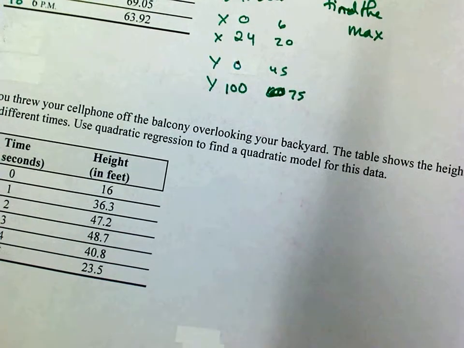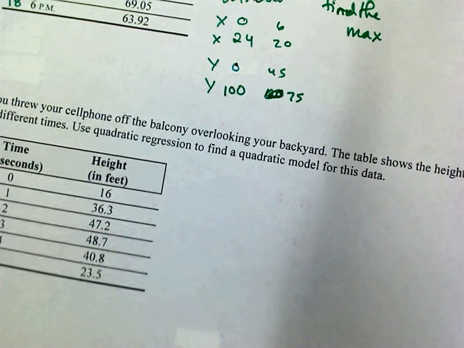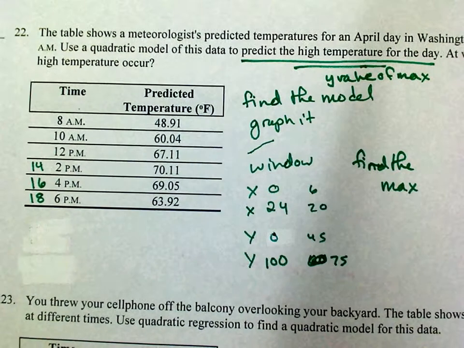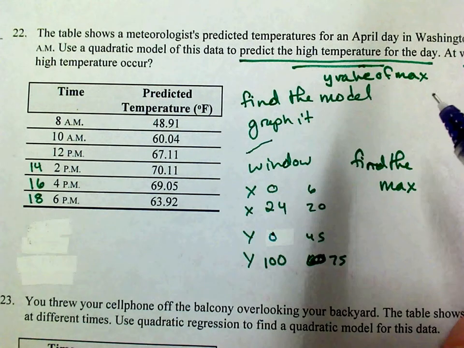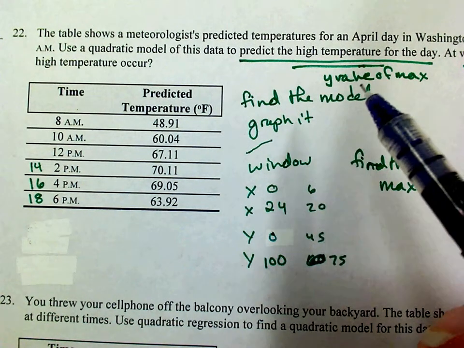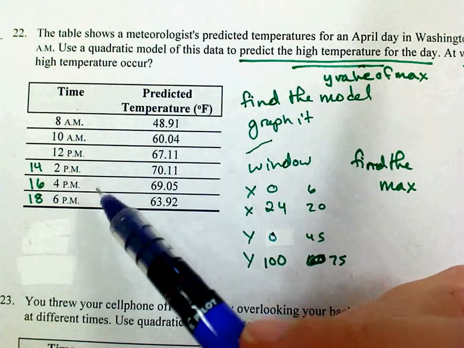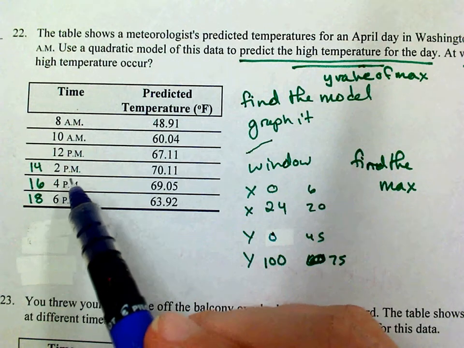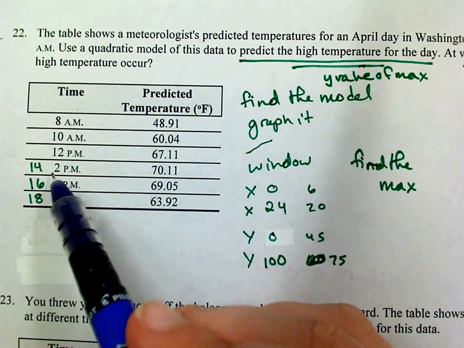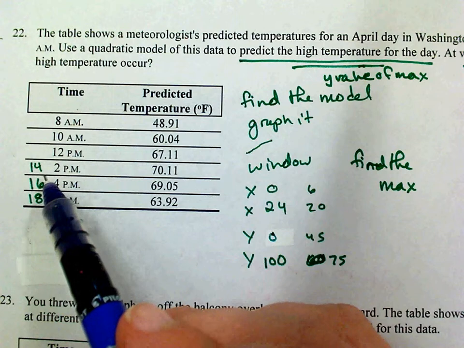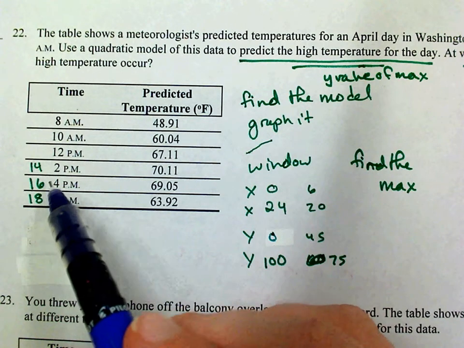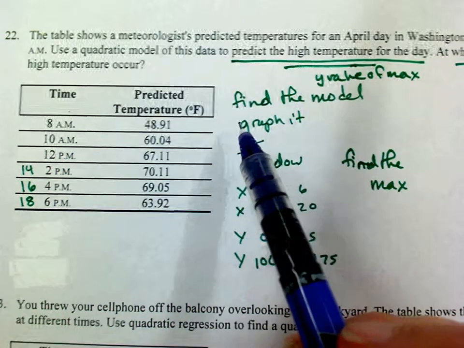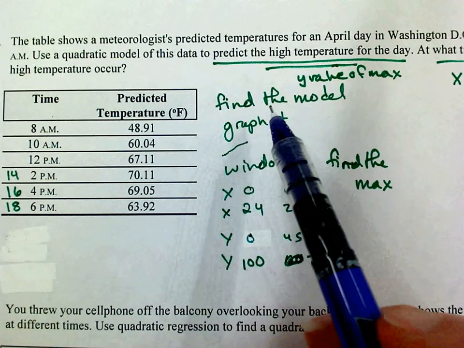Okay, I'm going to go through with you guys what I went through with the other period on 22. You have to remember that when you're talking about time, you can't put this as 2, 4, and 6 because it thinks of it as 2 a.m., 4 a.m., and 6 p.m. So we have to put it in military time, right? So 2 hours after 12 is 14, 16, 18. So write that down. It says, use the quadratic model of this data to predict the high temperature for the day. If you have to predict the high temperature, that means you want to find the maximum, right?